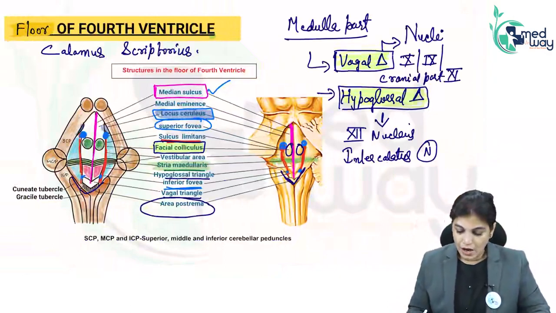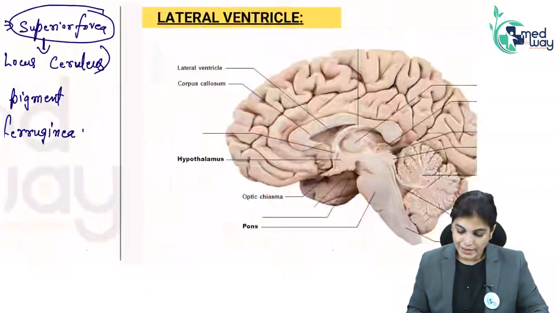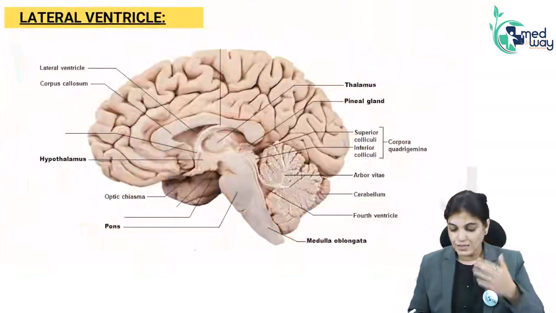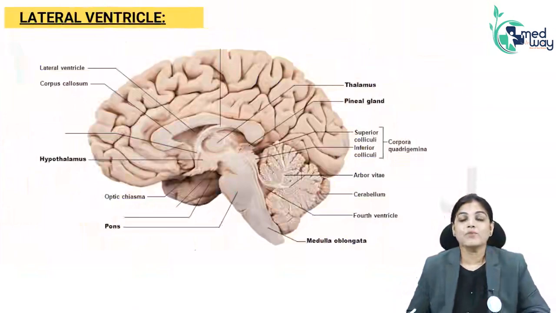So done with this. Now I would like to talk about the next ventricle, that is the lateral ventricle. So we have two large lateral ventricles, one for each cerebral hemisphere. Roughly it is C-shaped and it is lying below the corpus callosum.